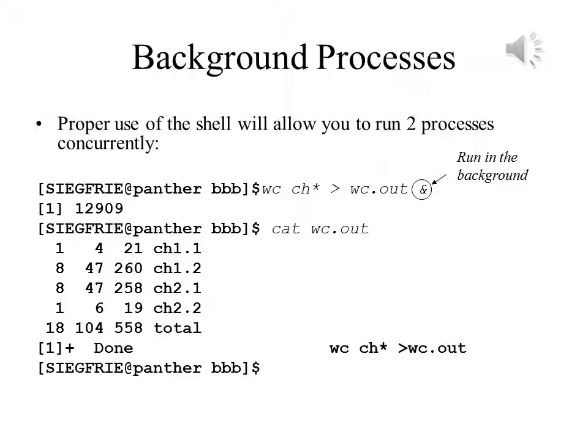In the example that you see here, wc ch*, we're going to find a word count, get the number of lines, words, and characters for each file in this directory beginning with ch. The output will be sent to a file wc.out. The ampersand at the end tells us that it will run in the background. What we see on the next line, the number 12,909, is the process ID number. We can then print out the file and we will see the output in question.